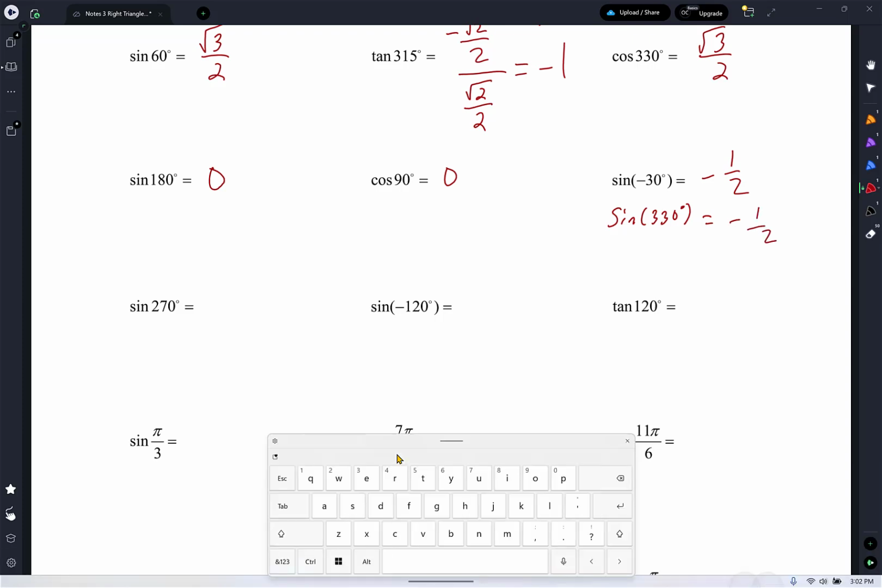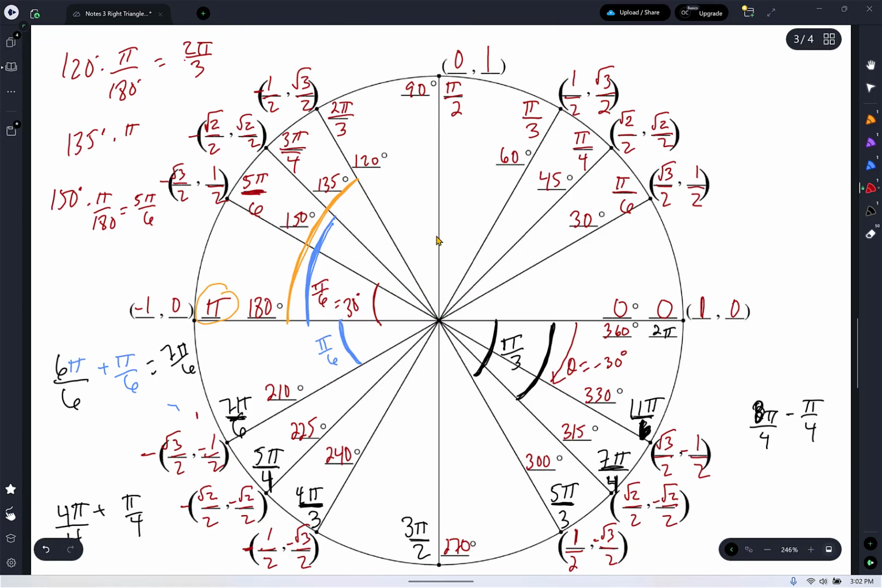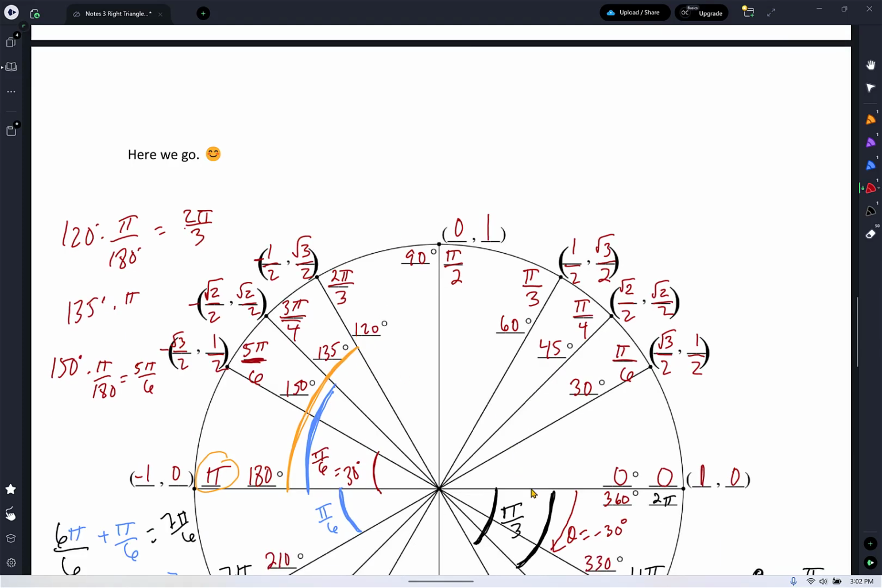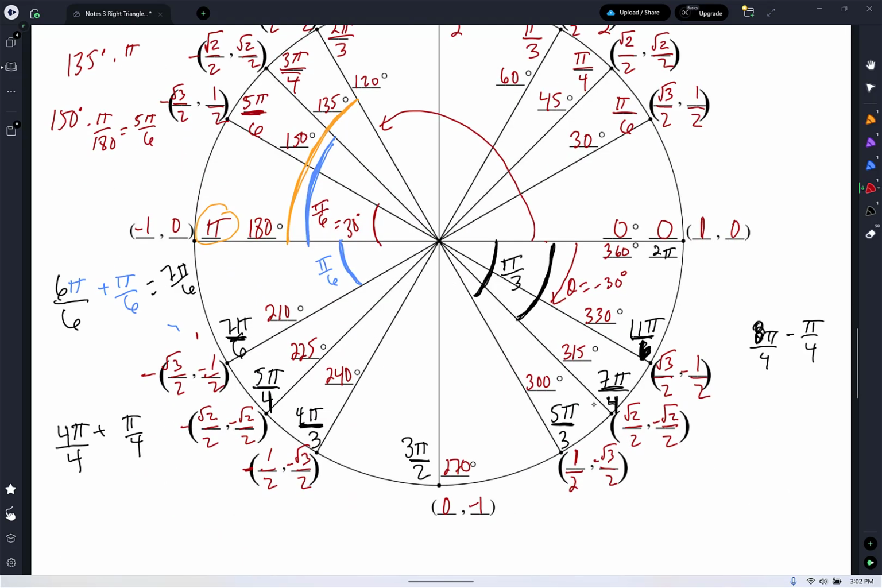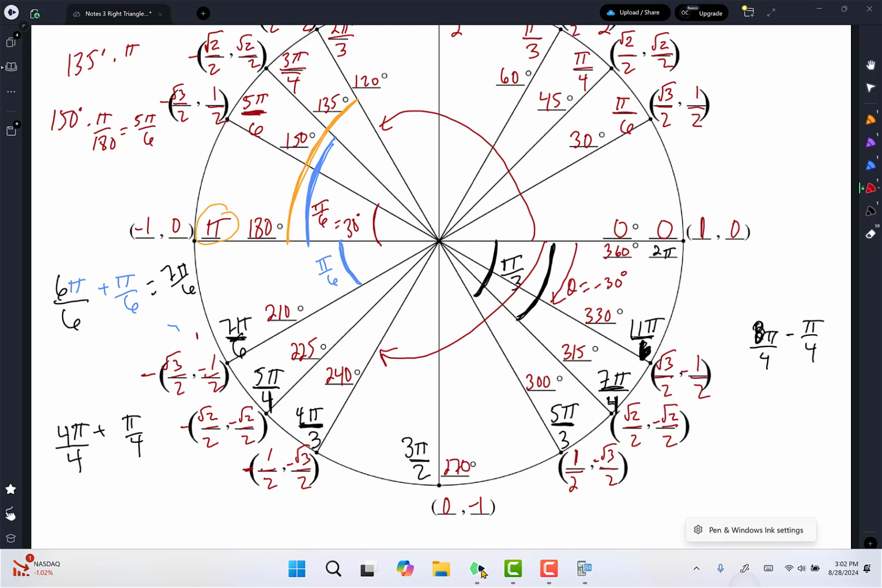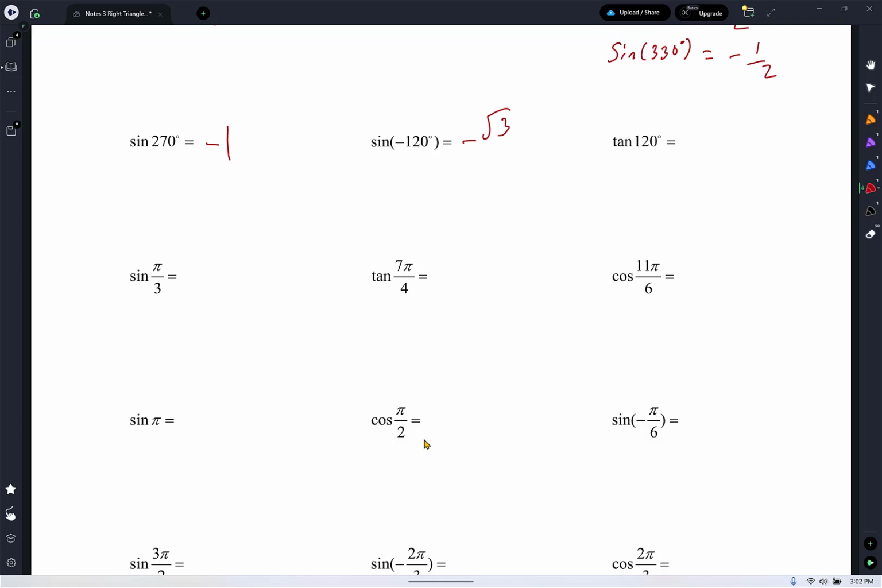Sine 270. Go to 270. What's the y value? -1. Sine of -120. So I'm going to go to my unit circle. 120 would have been right here in quadrant 2. So I go to -120. So -120 is like positive 240. Do you guys see that? So what is it? Negative square root of 3 over 2.